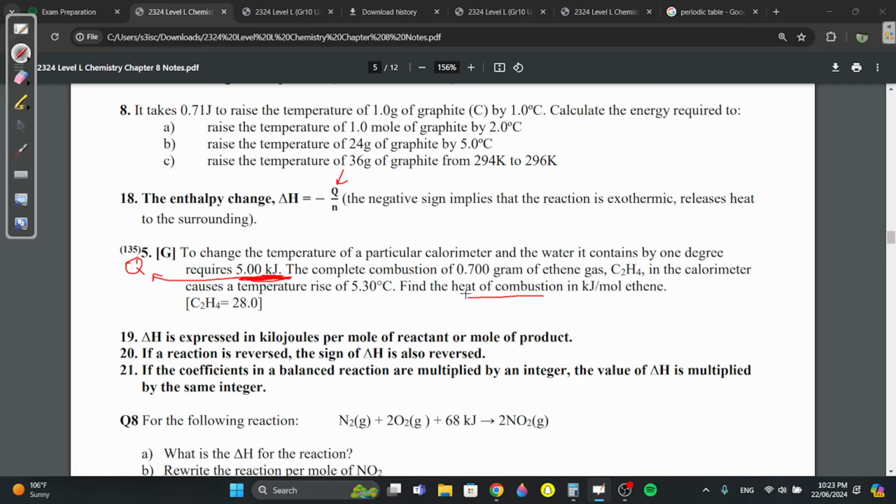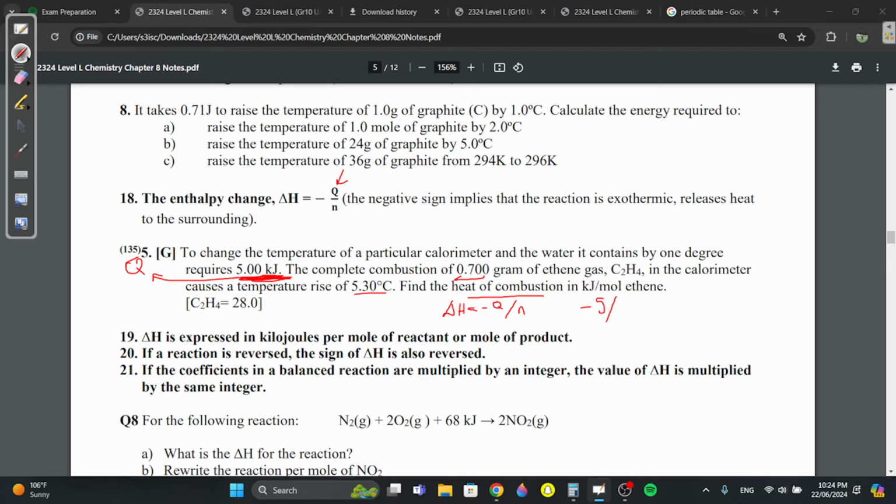They said heat of combustion. They combusted 0.7 grams, and the temperature rose by 5.3 degrees, whatever. Find the heat of combustion in kilojoules per mole. By the way, if you don't know the formula, kilojoules is Q, moles is N. So minus Q over N. It's always negative. Don't forget the negative sign, please. We want delta H, and we know it equals minus Q over N. We have our Q, which is 5, so negative 5, over the moles.